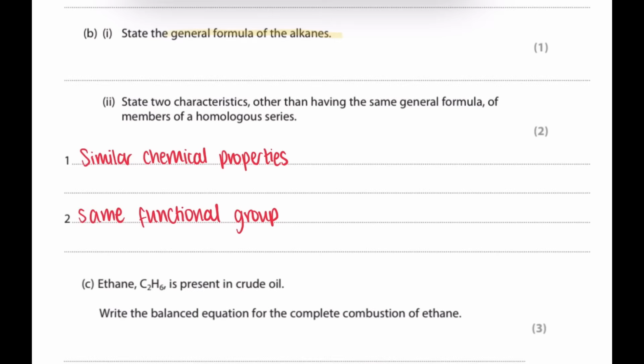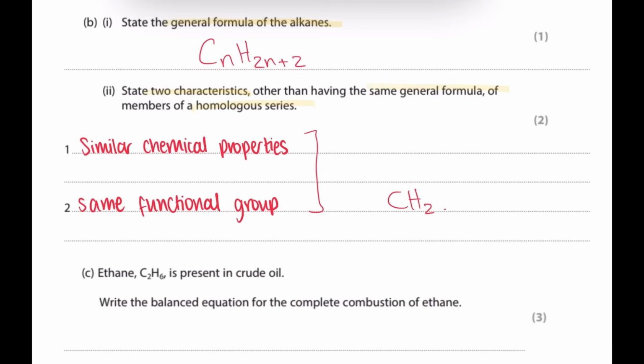State the general formula of alkanes. This is CnH2n+2. State two characteristics, other than having the same general formula, of members of a homologous series. There are lots of different properties and features of members of a homologous series. They have similar chemical properties and reactions. They also have a gradual change within their physical properties, which can either be an increase or decrease. An example of this is their boiling point. They also have the same functional group, and their neighboring members always differ by a CH2.